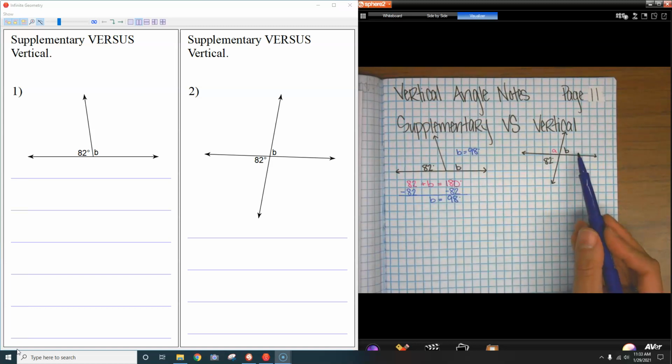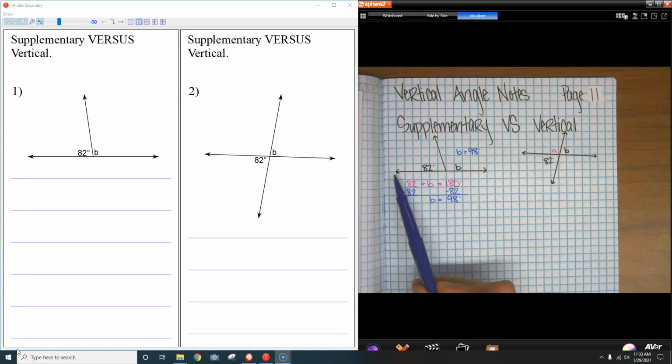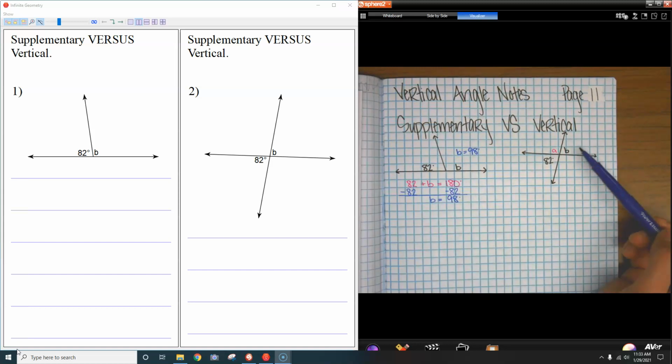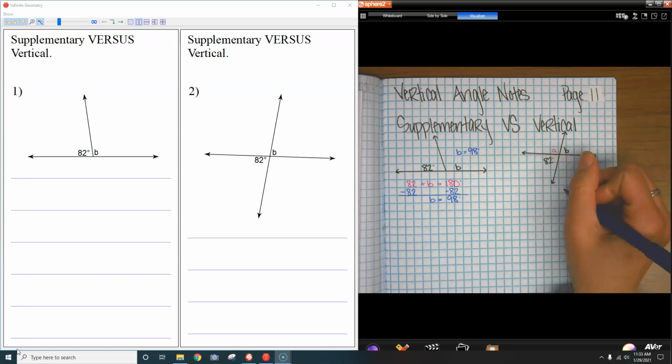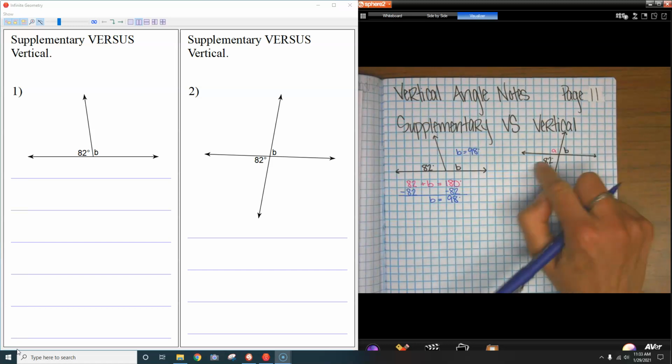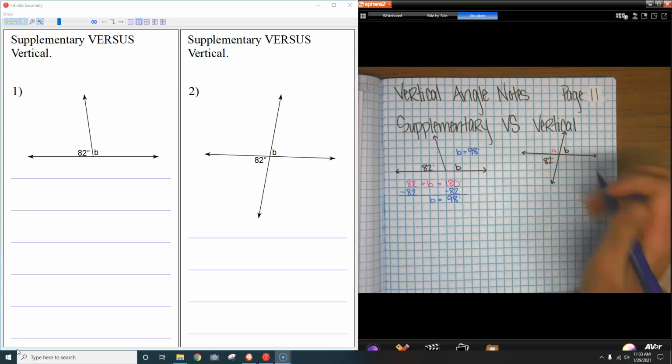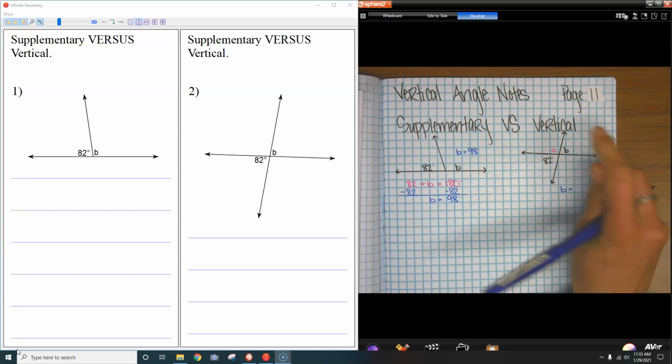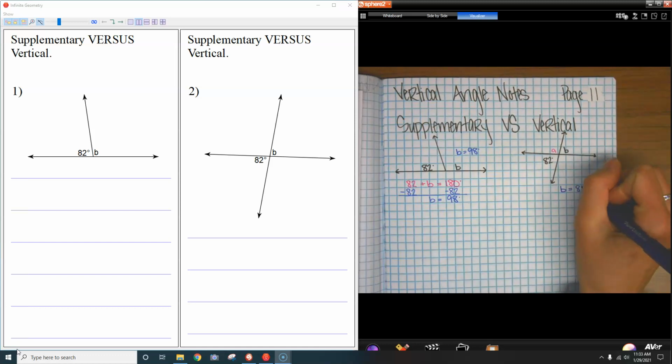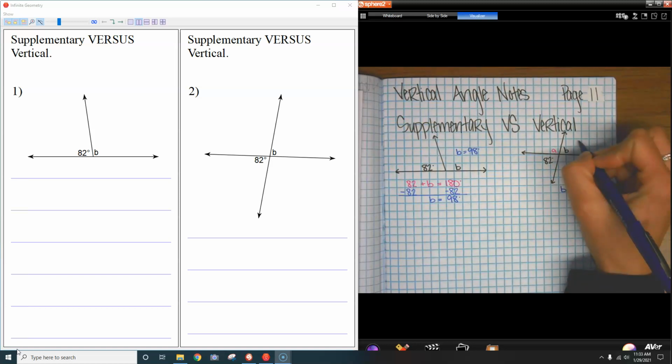Vertical angles are different. They don't add to make 180, and they don't add to make 90. Supplementary angles add to make 180 because two angles make a straight line. Vertical angles are when two lines intersect, make four angles, and opposite angles are equal. So for vertical angles, the equation is the opposite angles equal each other. So B equals its opposite angle, 82 degrees. So this one, B equals 82 degrees.